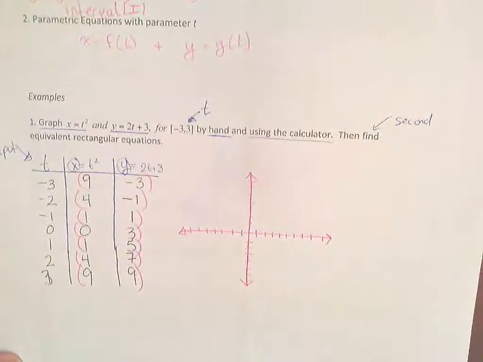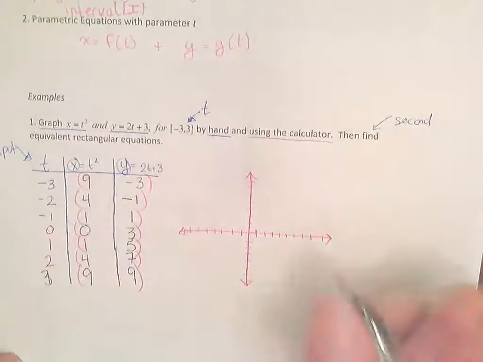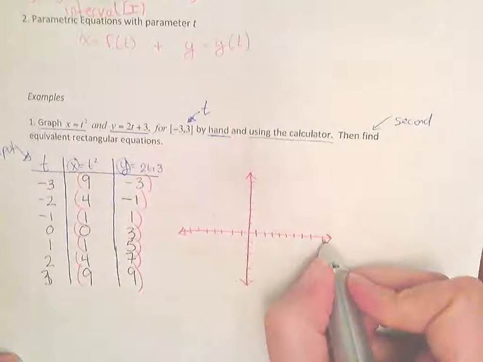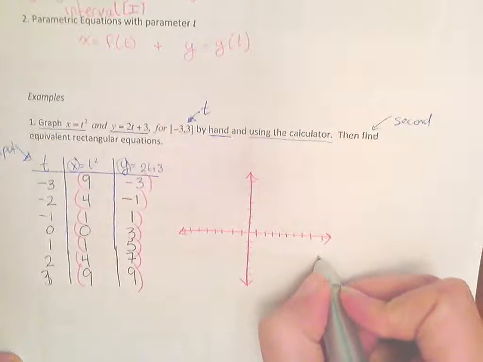Right, so let's graph these. So when we graph them, 9, negative 3. So I'm going to go out to 9. I'm going to go down to negative 3. That's approximately right there.